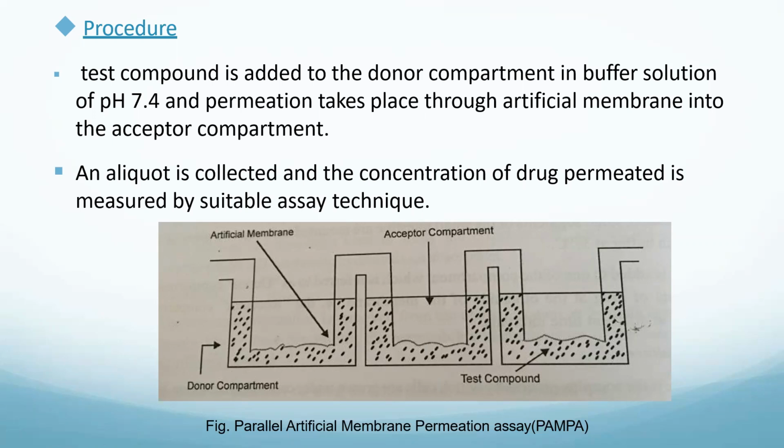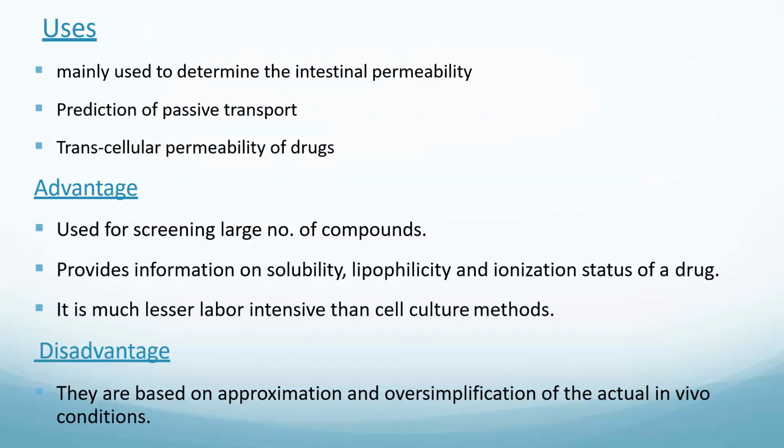Phospholipid consists of a hydrophilic head and a hydrophobic tail. That's the reason we are selecting a phospholipid membrane here. Next, uses of this PAMPA model. It is used to determine intestinal permeability. By using this technique, we can also predict passive transport, and this method acts as a measure of transcellular permeability of drugs.